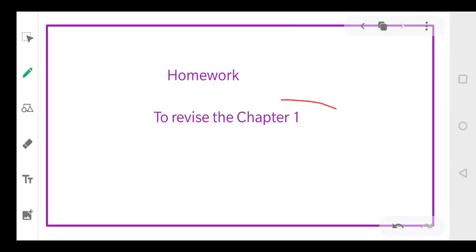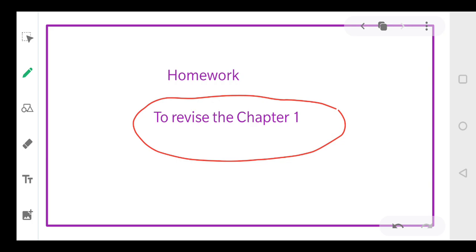Now coming to your homework, all of you will revise this chapter 1 thoroughly. Absolutely, there should be no doubt in this chapter. So you have to revise all the question answers and all the concepts of chapter 1.